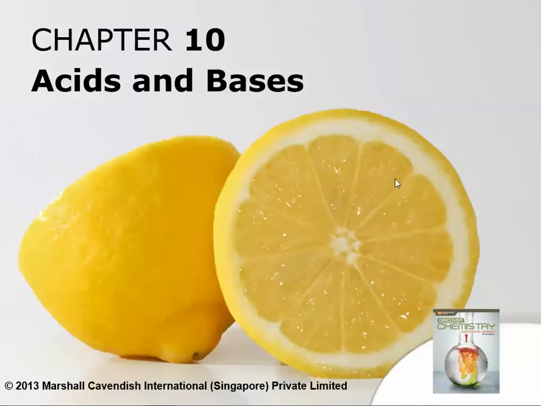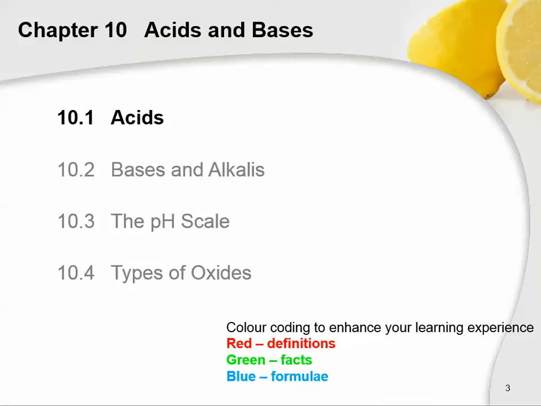Acids and bases. In this chapter, acids and bases is broken into 4 different parts. First, about the acids itself, bases and alkalis, the pH scale, and types of oxides.